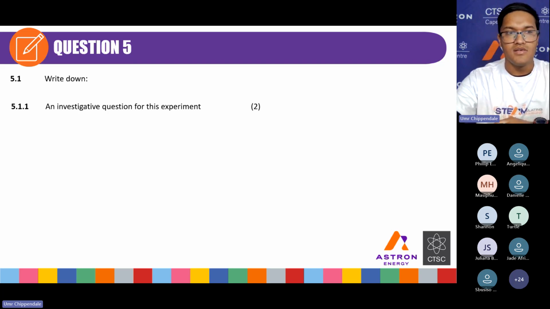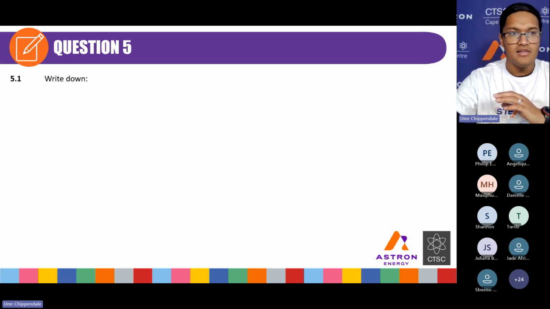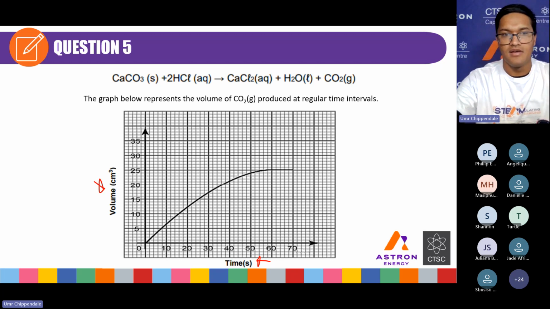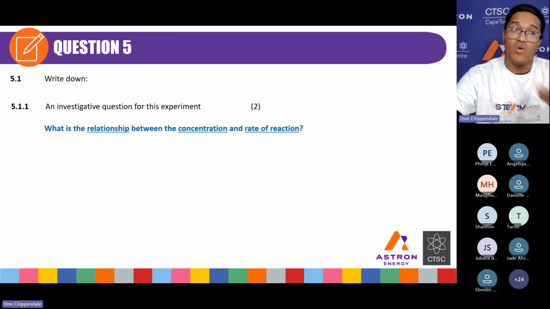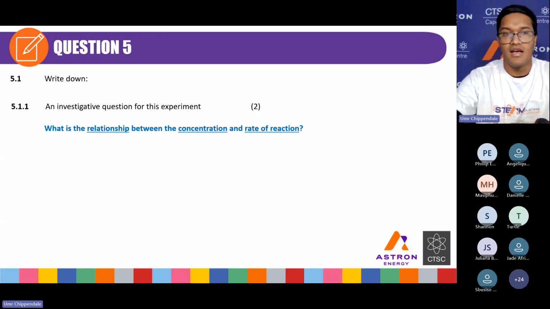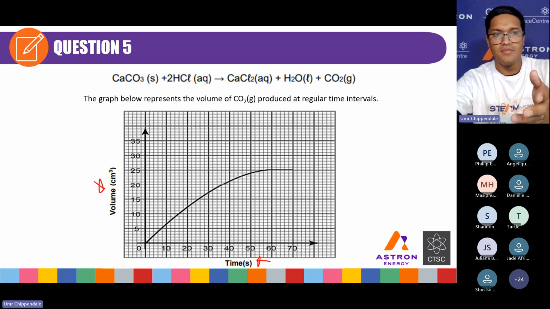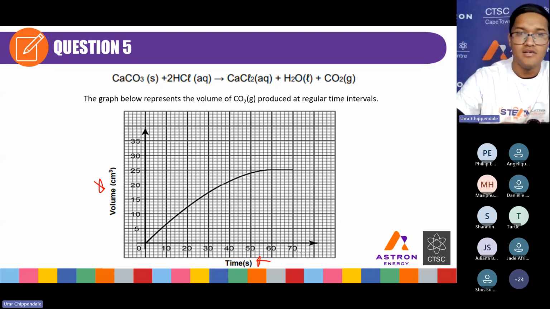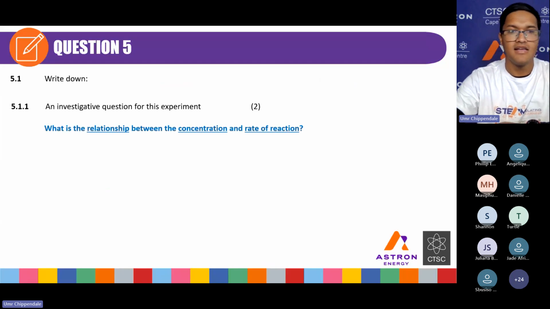So what we're going to do is we're going to look at what is being compared with each other. We have our volume and we have our time. So we can then just say, what is the relationship between the concentration and the rate of reaction? You could then also state what's the concentration of your carbon dioxide, or at least your calcium carbonate, that is going to be produced over your rate of reaction, so how fast it actually occurs. But I really like this one.